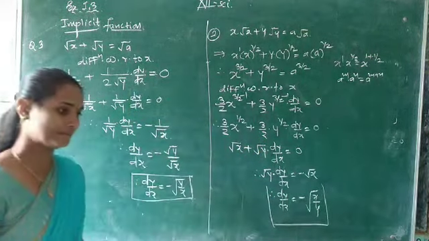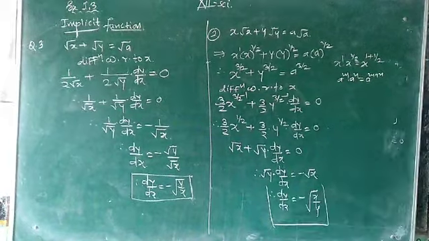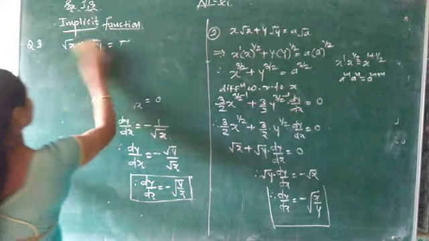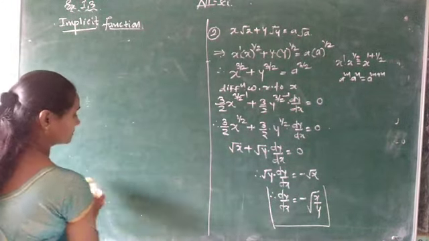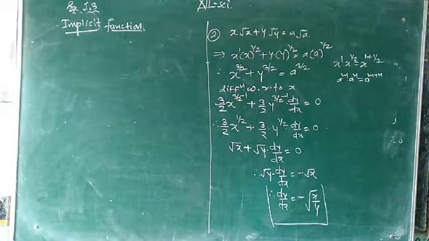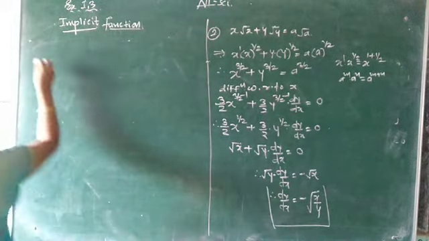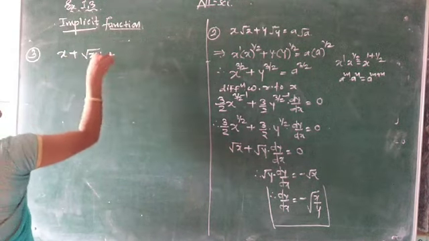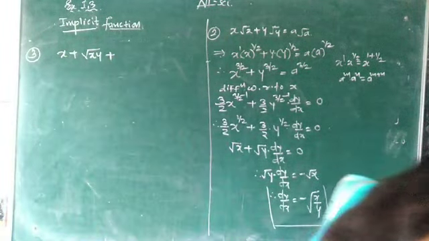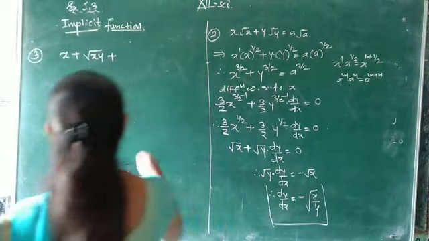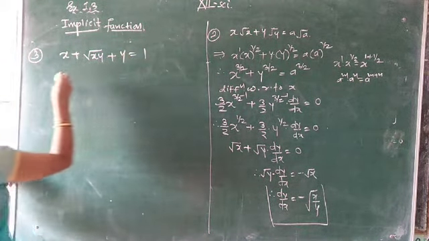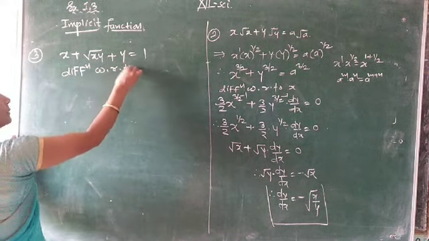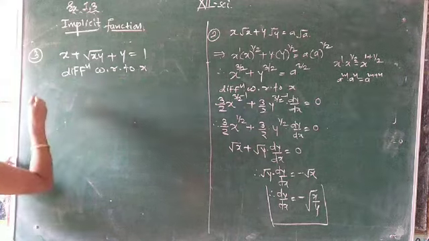Question number 6. Now see the third question: x plus under root xy plus y is equal to 1. Right, differentiate with respect to x. Don't differentiate directly; first we write differentiate with respect to x.